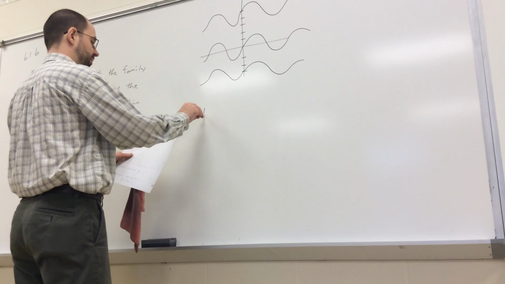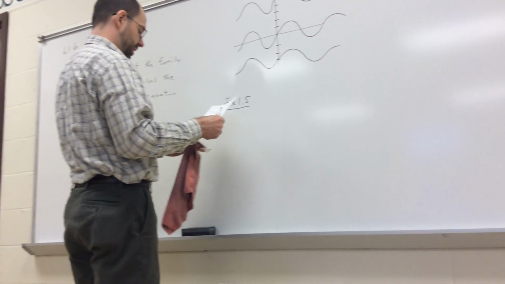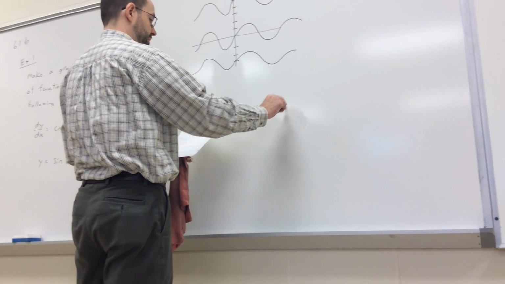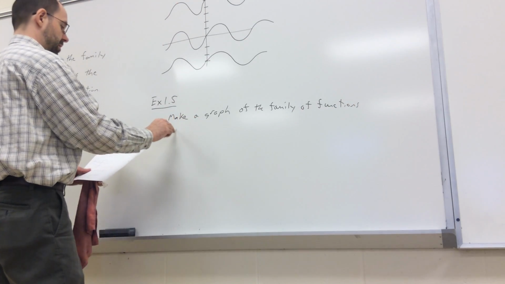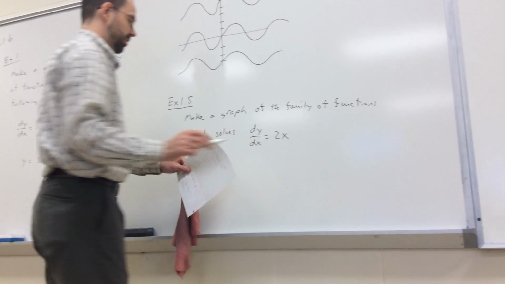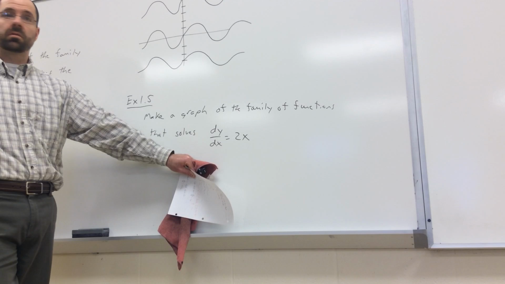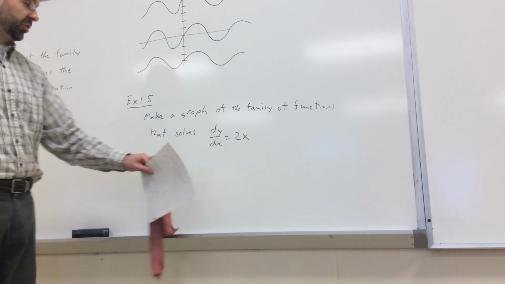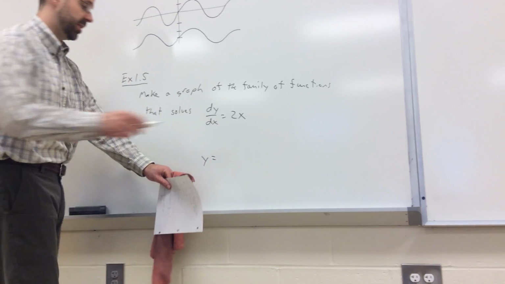Okay, so the next one is example 1.5. On your sheet is example 2. We're not there yet. So this is example 1.5. We're going to make a graph of the family of functions that solves dy dx equals 2x. So if dy dx equals 2x, what does the original y equal? X squared and then plus any c, right?